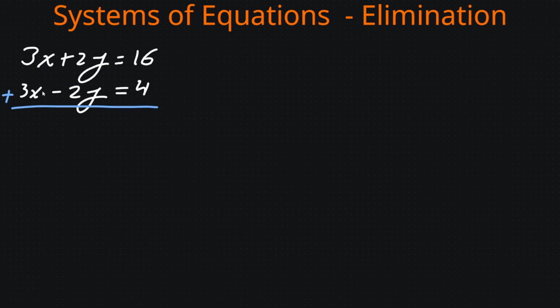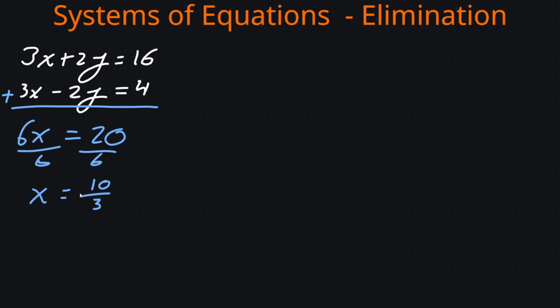I'm going to get 3x plus 3x, which is 6x. 2y minus 2y gives me 0, so nothing's there. I write my equal sign. On the right side, I have 16 plus 4, which ends up being 20. Now, in this case, I'm going to have to get x alone again. I'm going to divide by 6 on both sides, over 6, over 6. I get that x is equal to 20 over 6, which is the same as 10 over 3, just taking a 2 from the top and a 2 from the bottom.